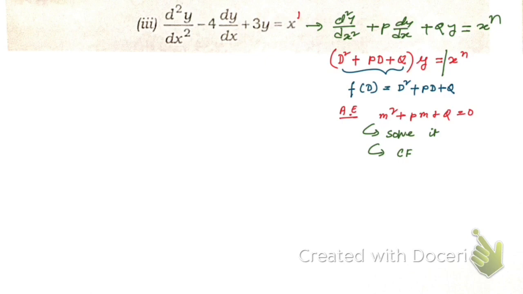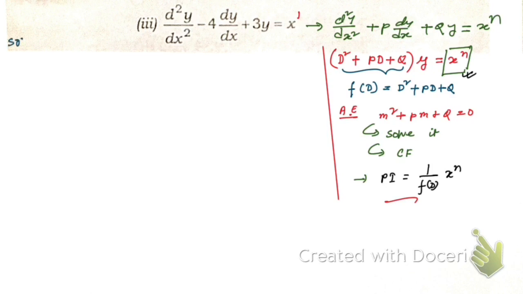And on the right hand side, if you have x to the power n, how to find the PI? PI will be given by 1 by f of D into x to the power n. That's how we will get PI. Okay, this is the way to get PI. So let me solve it. Now you see, this is our given equation.